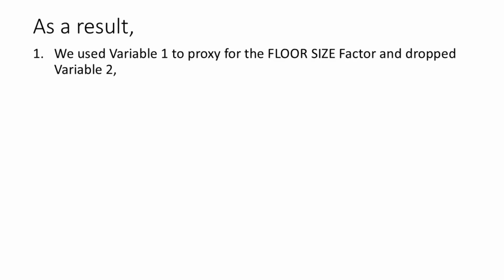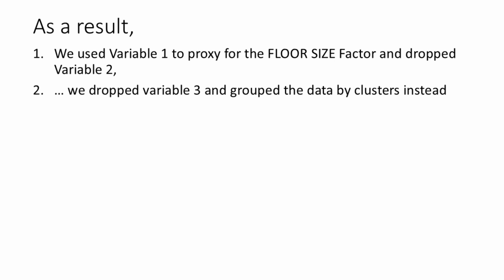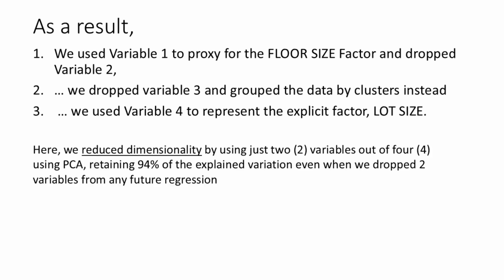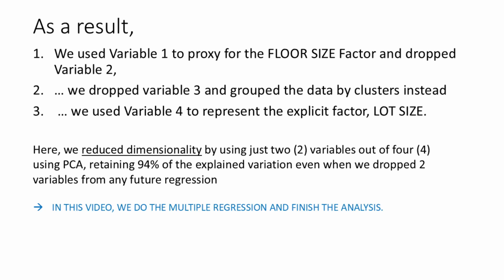As a result, we use variable 1 to proxy for the floor size factor and drop variable 2. We dropped variable 3 and grouped the data by clusters instead. And we use variable 4 to represent the explicit factor lot size. Here we reduce dimensionality by just using 2 variables out of 4 variables, using our PCA, retaining 94% of the explained variation even when we drop 2 variables from any future regression. And in this video, we'll do the multiple regression and finish the analysis.